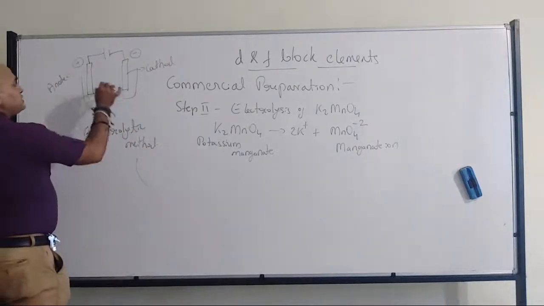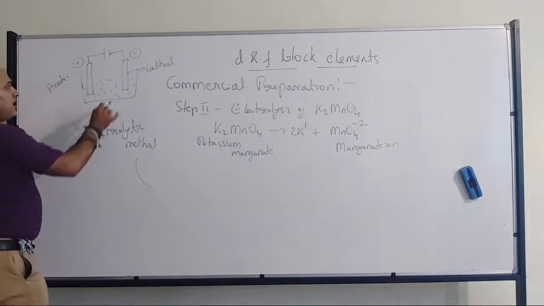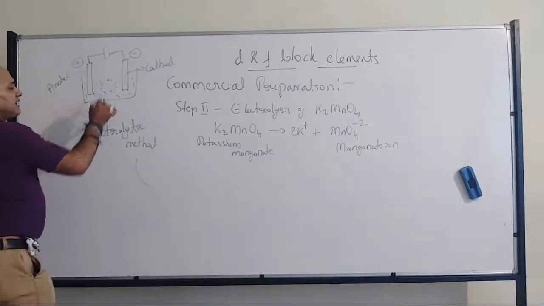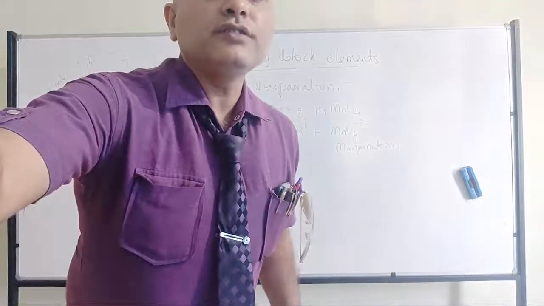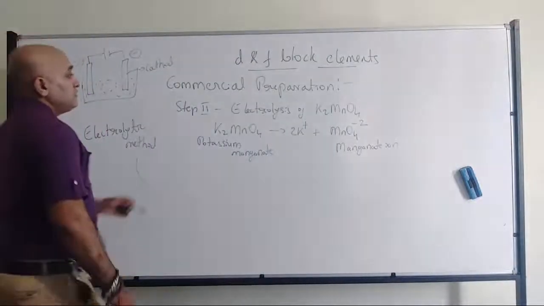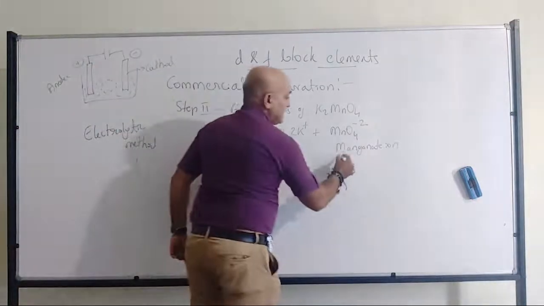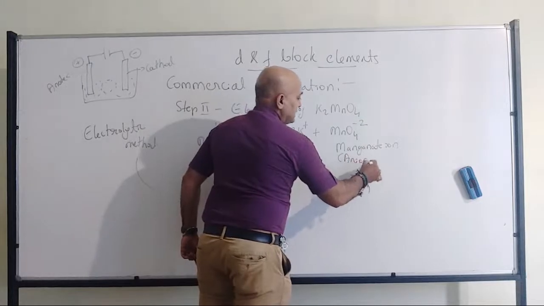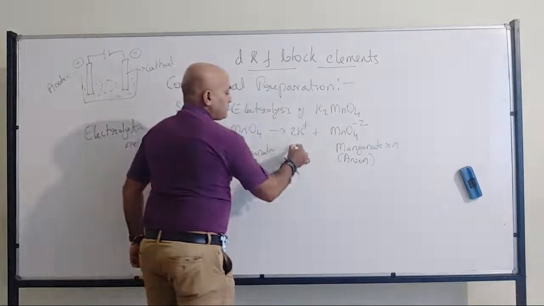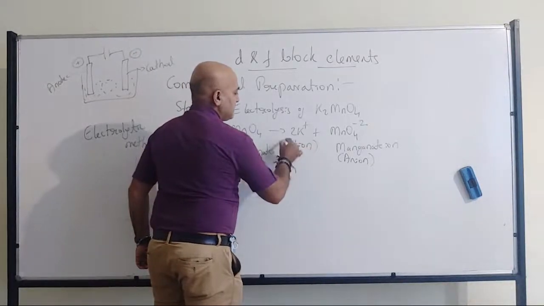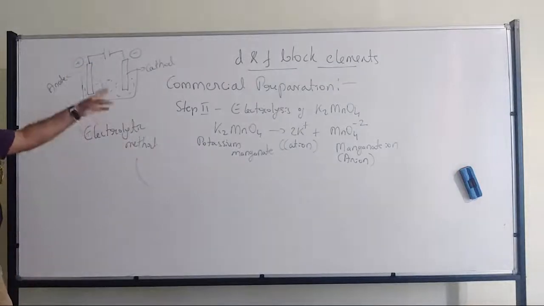Now whatever potassium ion and whatever manganate ion is there, all of them are present in the solution. Among these two, which is the anion? Naturally, manganate will be acting as an anion. The cation will be the potassium ion. Fine? Now that's what we can understand.